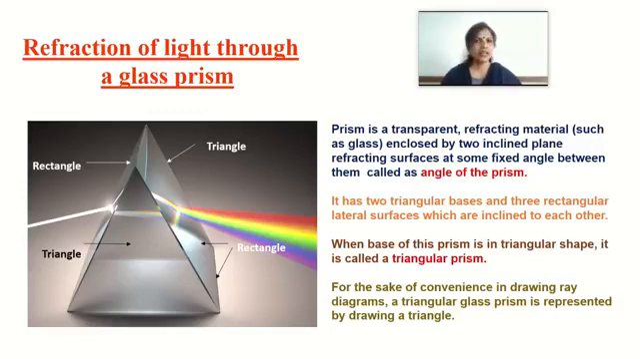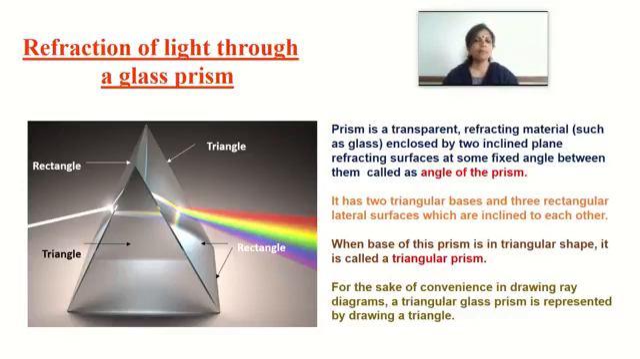So look at the image once again. These two are refracting surfaces and they are fixed with this angle between them, and this is the angle of prism. Now a prism has two triangular surfaces. This is the first triangular surface and behind that is the second one. This is a rectangular surface, this is another rectangular surface, and one rectangular surface is at the base. So a prism has two triangular surfaces and three rectangular surfaces, and all these surfaces are inclined to each other.